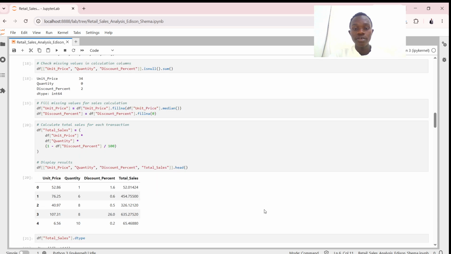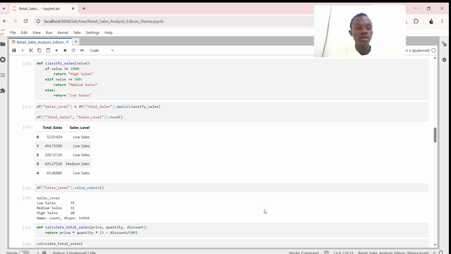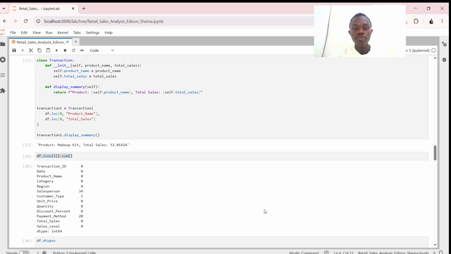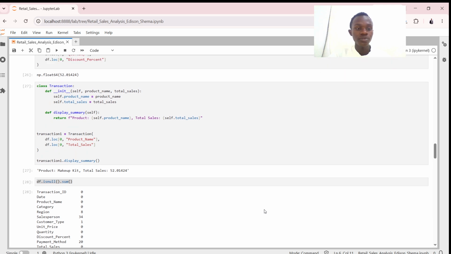For data analysis using Pandas, after cleaning the dataset, I performed analysis using Pandas functions such as grouping and aggregation.